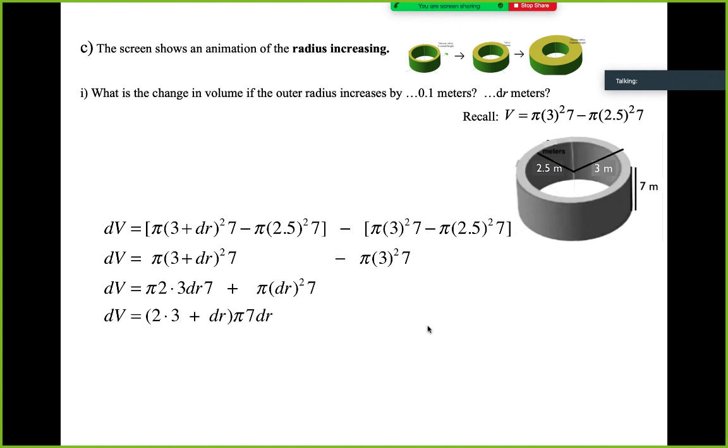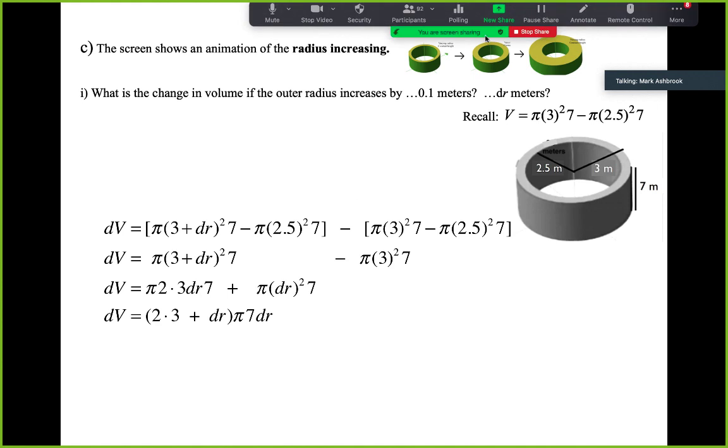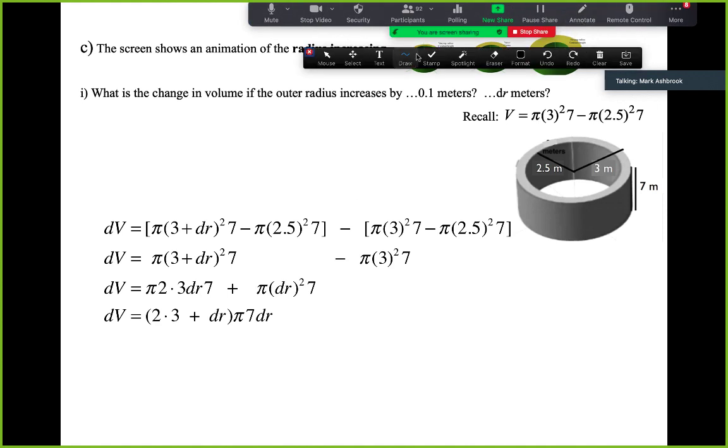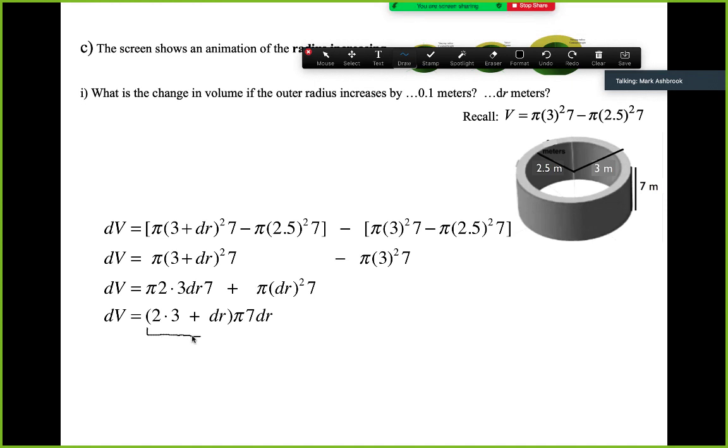All right, so I can factor out pi, I can factor out h, I can factor out 1 dr. And so now we're getting dangerously close here to dV equals the rate times dr. So what is the rate? There's the rate.